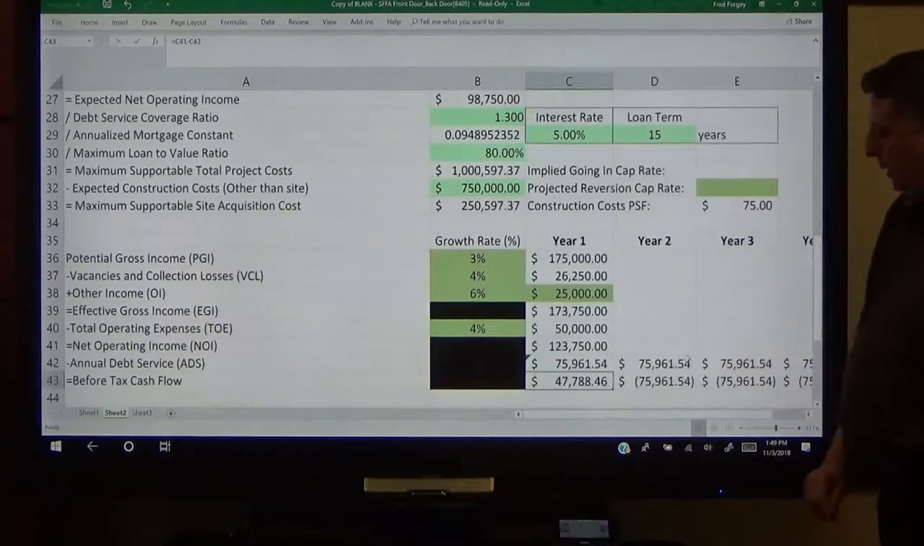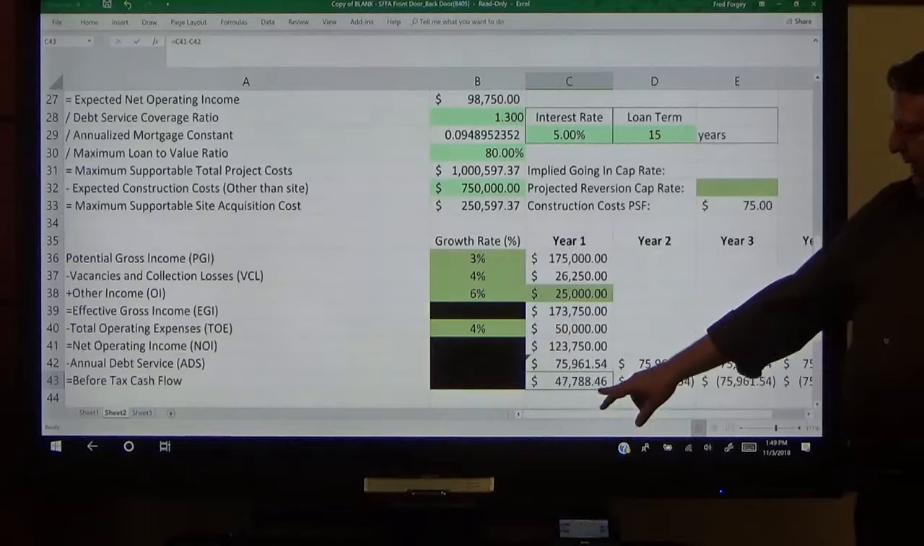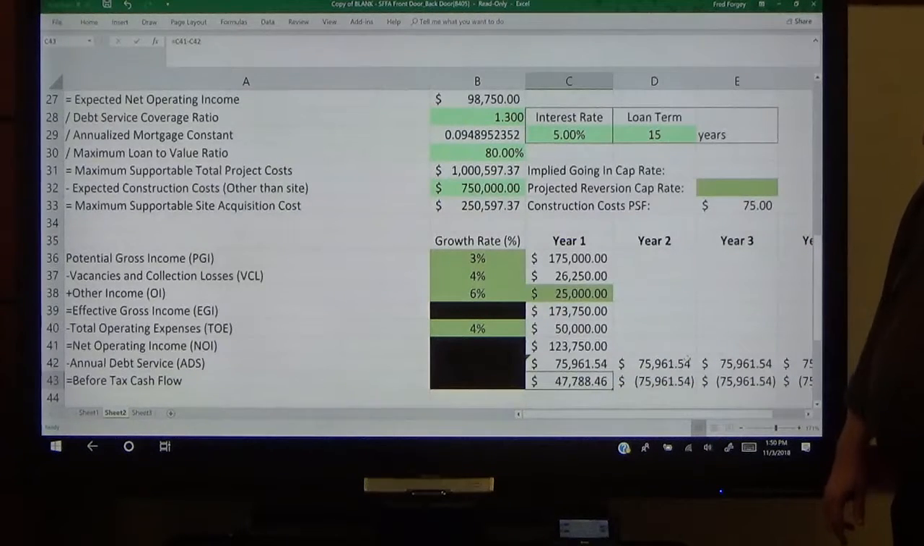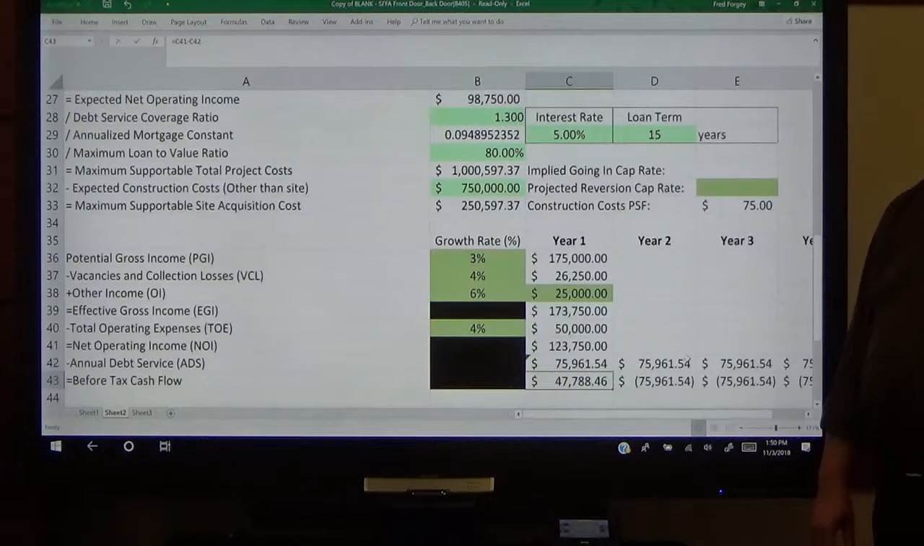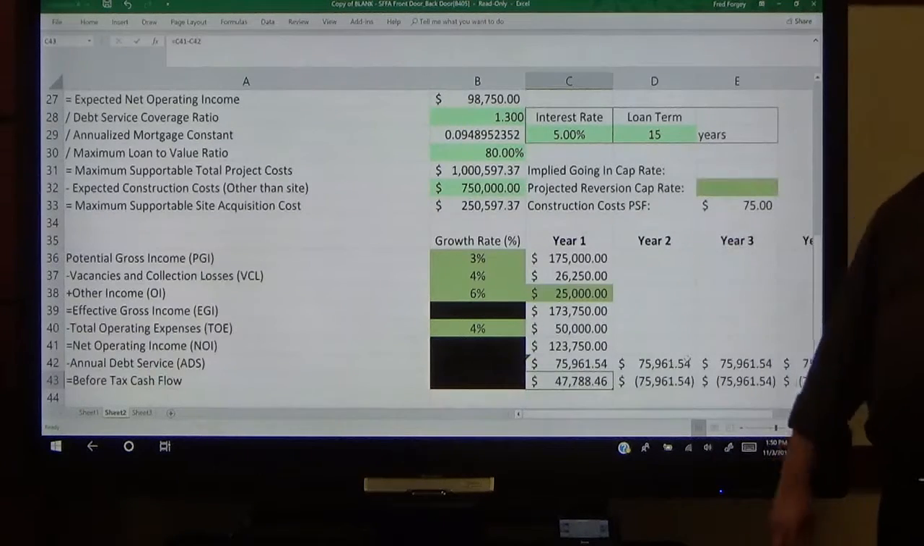Okay? All right. So everybody getting the 47,788.46 for their first year before tax cash flow? Yes? What did we get? Okay. Help your neighbor if you're not getting it.